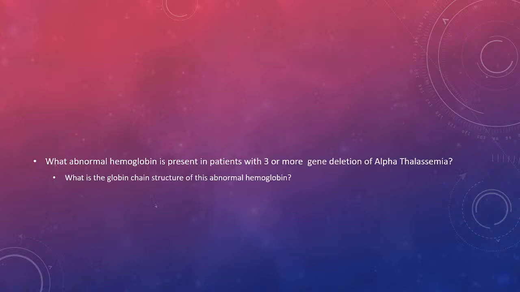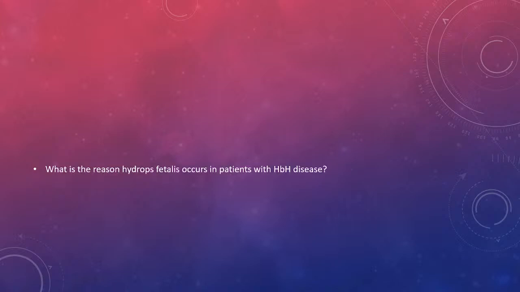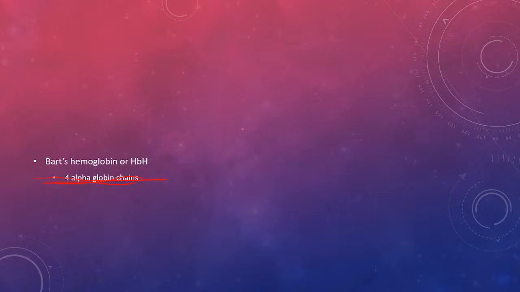All right. Hemoglobin structure that is abnormal. So there's no alpha globin chains. All right. So that's hemoglobin H. What is the composition of hemoglobin H? Basically, it's four beta chains. And we all know that if there's four beta chains, it's not a functional hemoglobin.